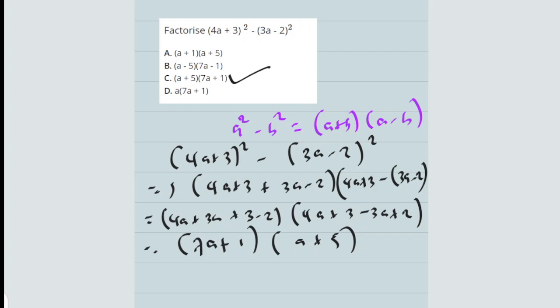Okay, now another question. I think this question is on statistics. And like I've explained the other time, statistics used to come out yearly.